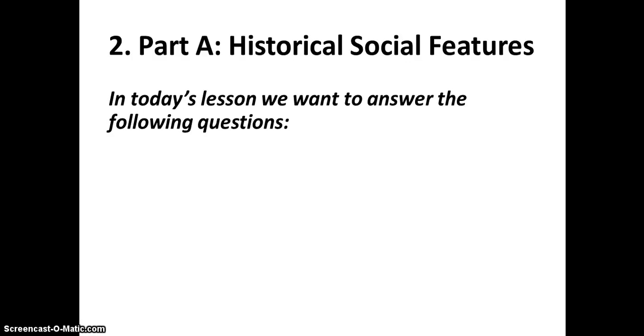Hi. In the last lesson in social studies, we were looking at physical features that describe Zambia. Today, we're looking at the second part, and in the second part, we're looking at social features that describe Zambia. And in this second part, we shall break the topic further into two parts.